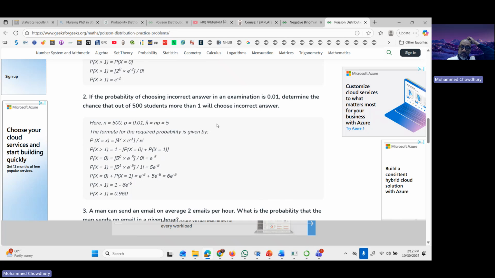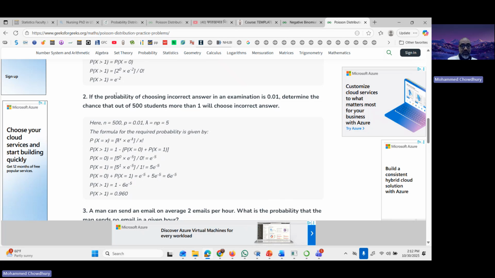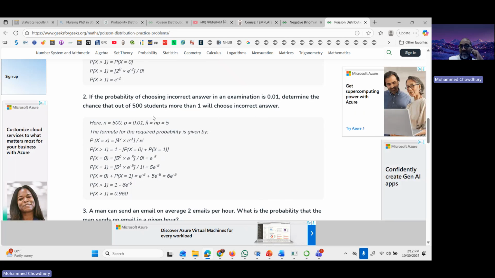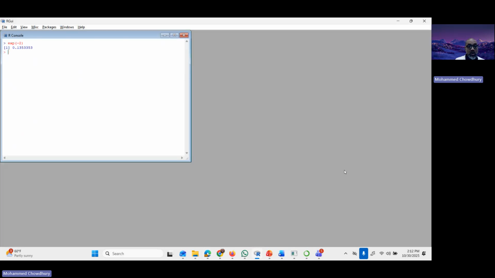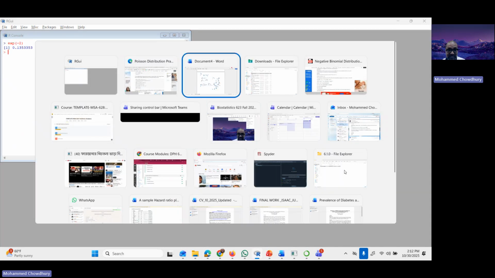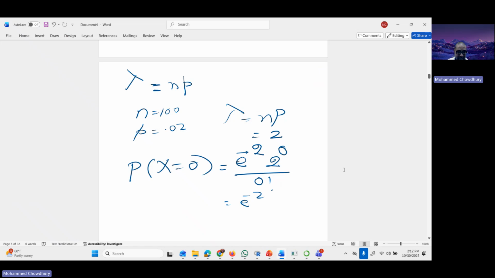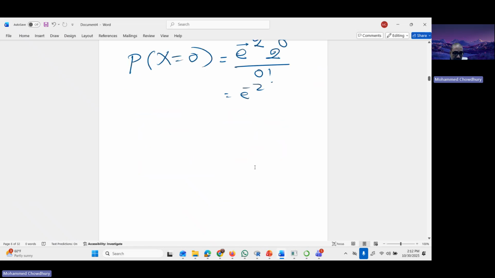So the next one: if the probability of choosing an incorrect answer in an exam is 0.01, see, the probability is given, determine the chance that out of 500 students, more than one will choose an incorrect answer. More than one will choose an incorrect answer. So let me write it.